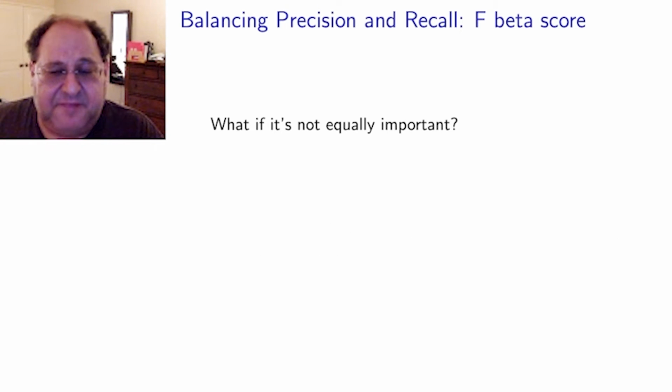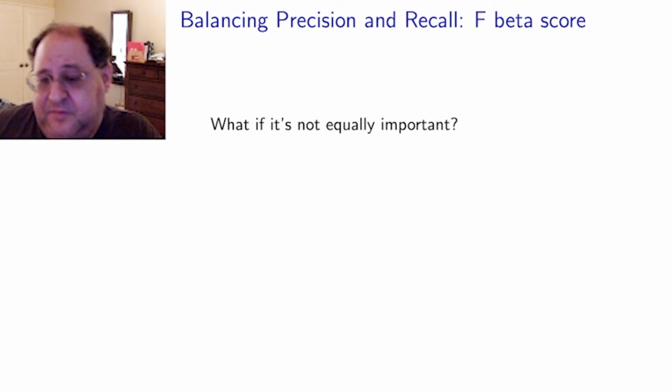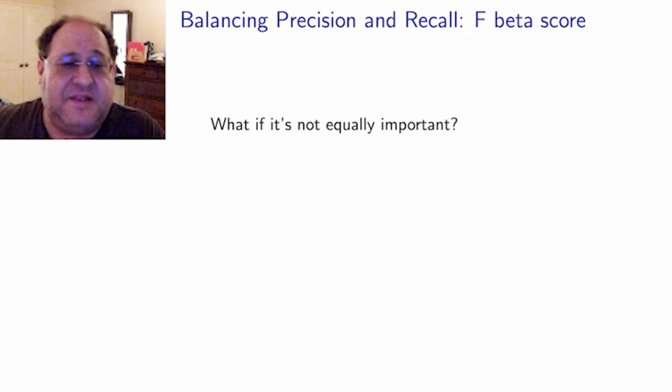But when I say it balances precisely precision and recall, right? What if it's not equally important? What if you want more recall and less precision, or vice versa? How are you going to reward that? So that's the F beta score.